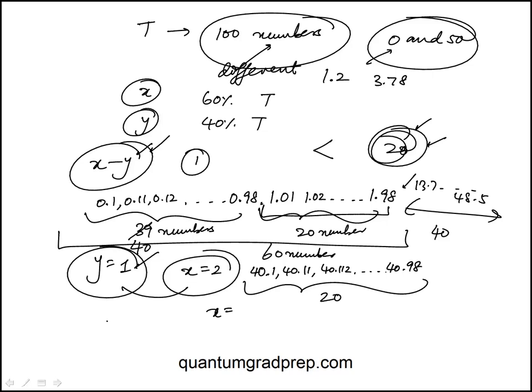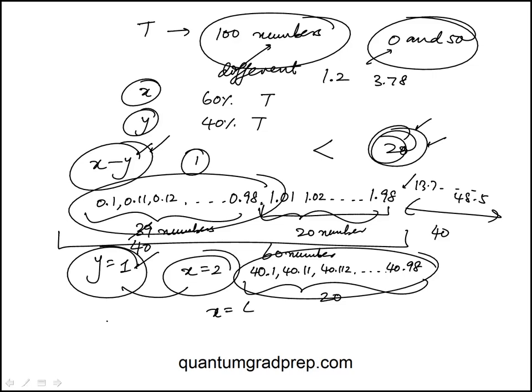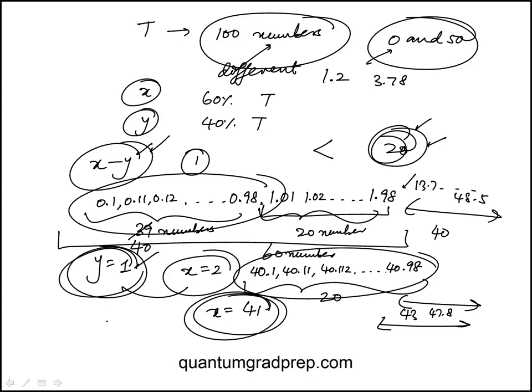So now for x to exceed 60% of the numbers, the first 40 are here, slightly less than 1, between 0 and 1. Next 20 are here. x now could be 41, and that would satisfy the condition that it's greater than 60 of the 100 numbers. And then the remaining ones could be anywhere, from 43, 47.8. We can easily accommodate those 40 numbers between 41 and 50. So now x is 41. We keep y at 1. x minus y would now be 40, which is greater than 20.